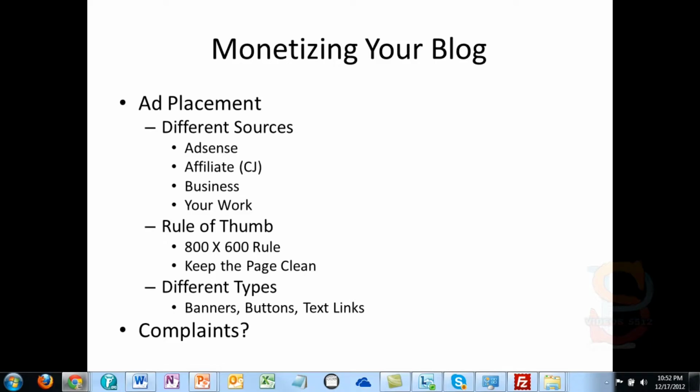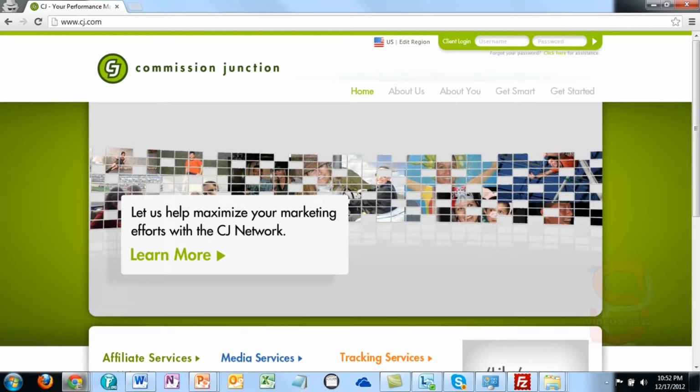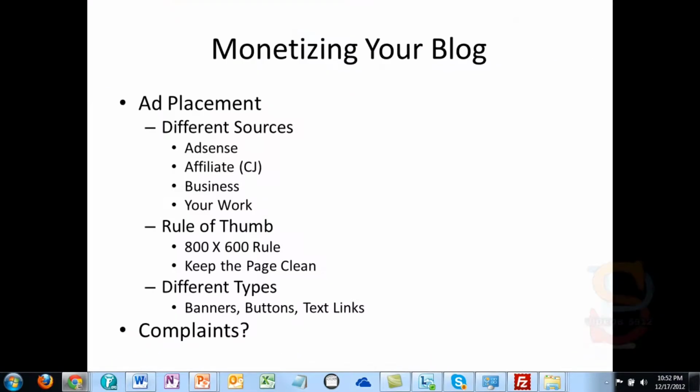You can also use the Commission Junction program, which has a number of advertising options for you, a number of different kinds of companies who want to advertise on niche specific websites. That's another option in terms of what kind of source you can put on your website. And then of course you can advertise your own business. You can advertise some of the work that you're doing or an event you're doing, and we'll show you what this looks like in a minute.